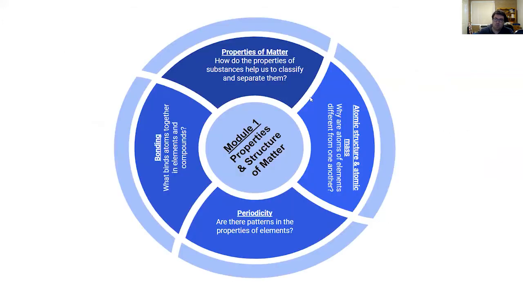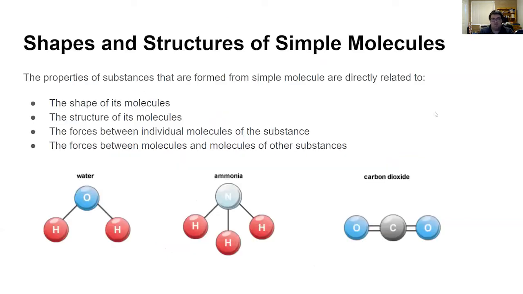We're just wrapping up module 1 here at the start of the term, and we're taking a look at the bonding topic, addressing the inquiry question to look at what binds atoms together. Now, in the case of simple molecules, the properties of the substances that are made up of them are determined by the shape of the molecules, the structure of the molecules, the forces between the individual molecules, and the forces between the molecules and other substances.